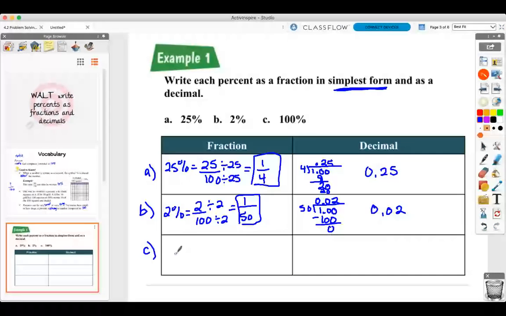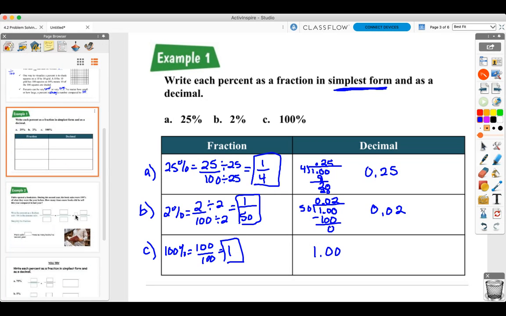And C, 100% is 100 over 100, and that is 1. 100 divided by 100 is 1. So that's your answer. Simplest form, you can just write it as 1. And 1 is 1 as a decimal. You are more than welcome to write 1.00, but 1, 1.0, 1.00, they're all okay for that one.